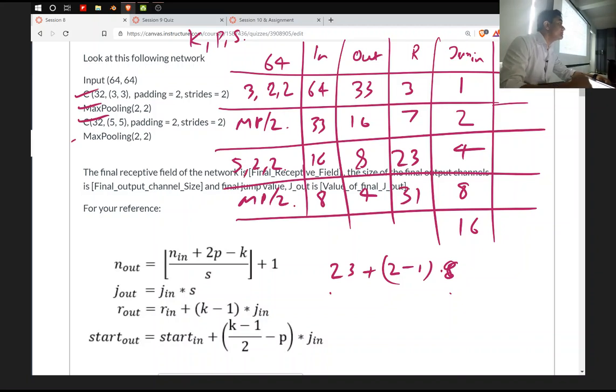Have you made any mistake here? Divide by stride? Which one? Yeah, this is receptive field. Yes, no, any questions?